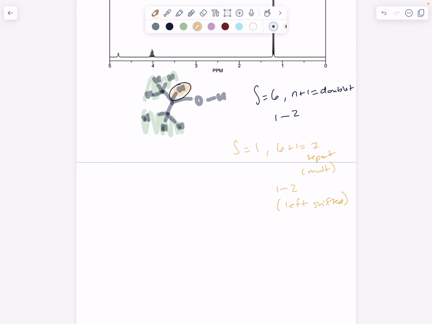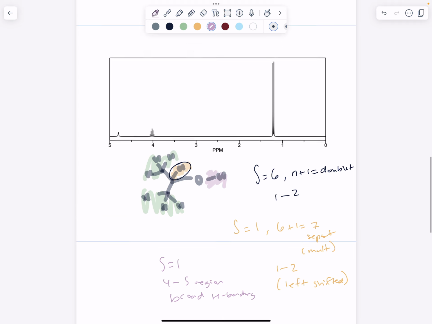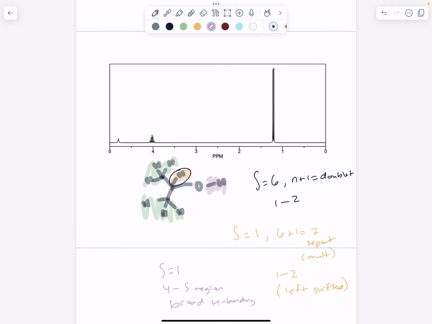And then this last one would integrate to 1. It would be in the 4 to 5 region, and it would probably be broad from hydrogen bonding. So I see 3 peaks that match this description.